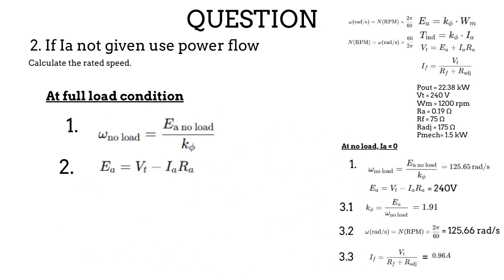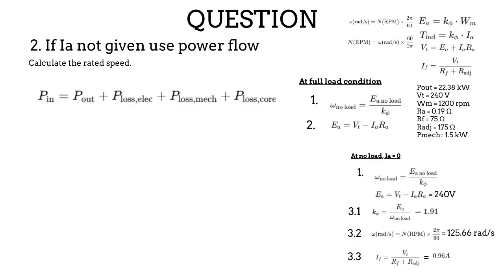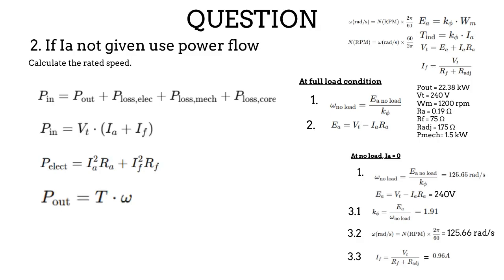The full load condition calculation is the same as before, with the addition of the power equation. From the power equation we can determine IA. This power equation consists of power in equals power out plus electric losses plus mechanical losses plus core losses. Usually the question will provide the value for mechanical losses and core losses. The full equation will be like this.